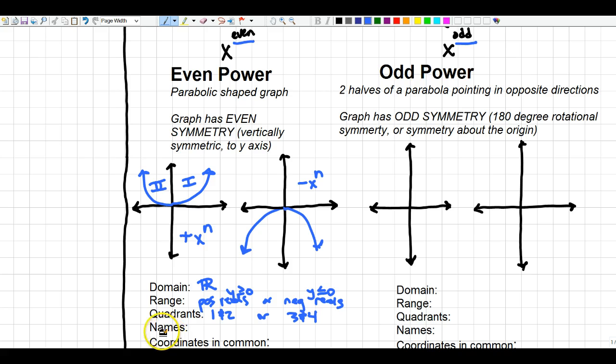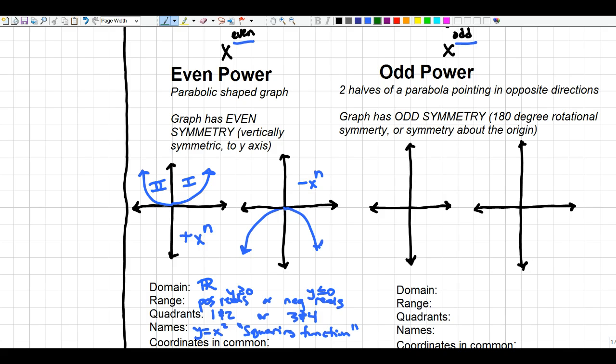The only one of these graphs that ends up having a specific name is the parabola, and the parabola comes from the squaring function. So only x squared has a specific name, which we call the squaring function. There may be names for the others, like x to the 4th or x to the 6th, but the only one that students need to know for this course is the squaring function. The coordinates in common we're going to save until we've finished talking about the odd powers. So we'll come back to that last item in just a moment.